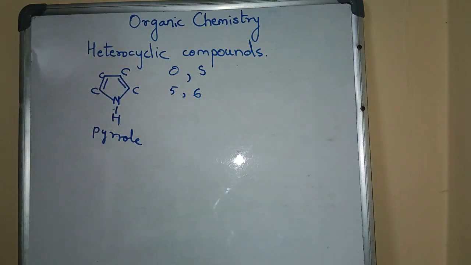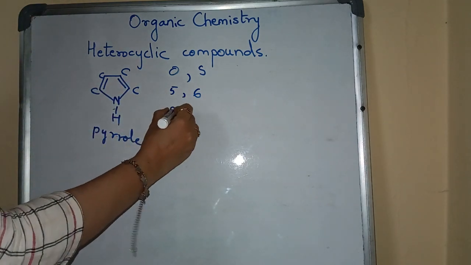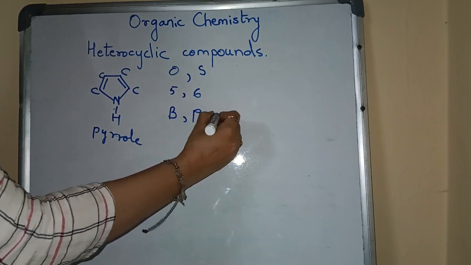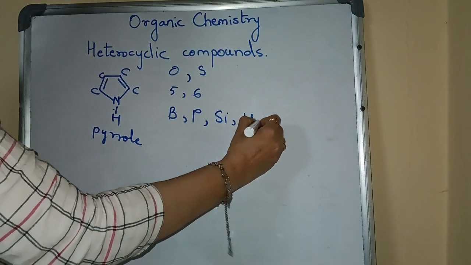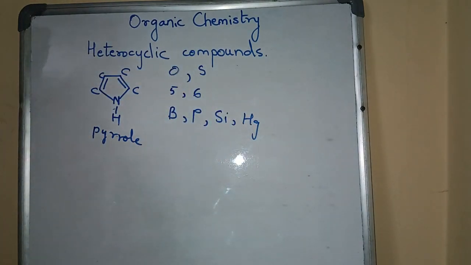There are other heteroatoms containing boron, phosphorus, silicon, tin, mercury, etc. But they are not very commonly used compared to these ones.